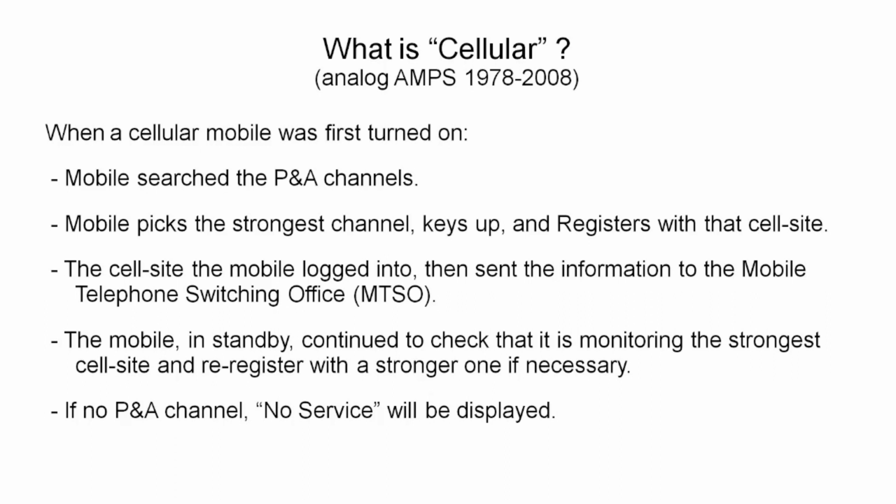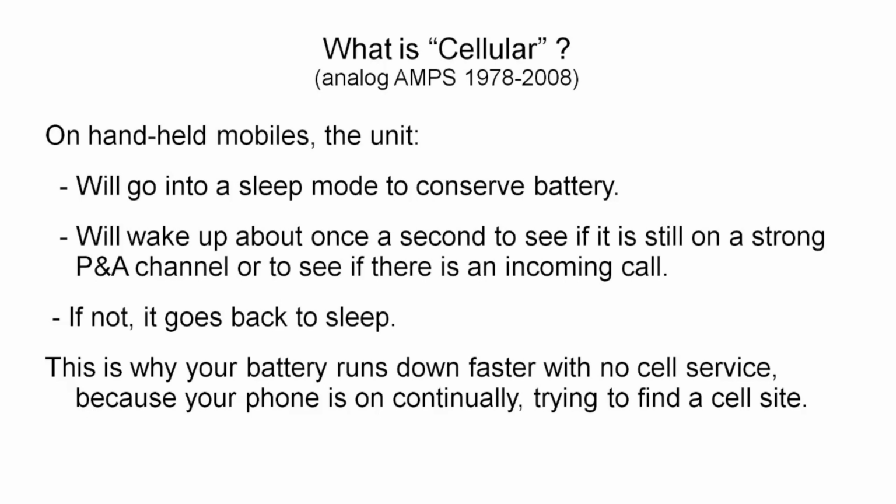The cell site the mobile is logged into then sends the information to the mobile telephone switching office. The mobile in standby continues to check that it is monitoring the strongest cell site and re-registers with a stronger one if necessary. If it cannot find a P&A channel, it gives you the no service display. On a handheld mobile, it will go into a sleep mode to conserve its battery.